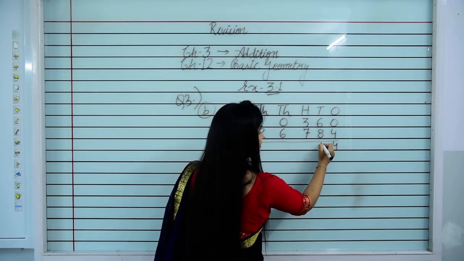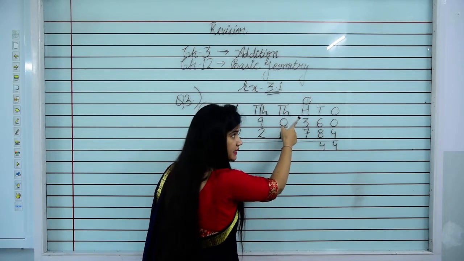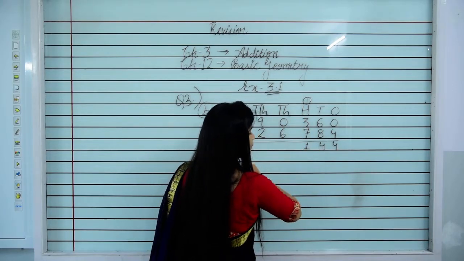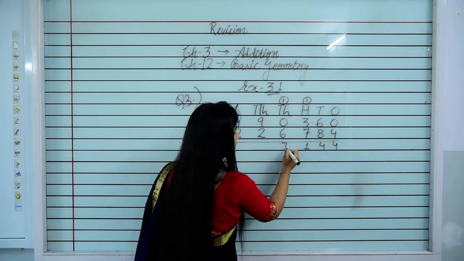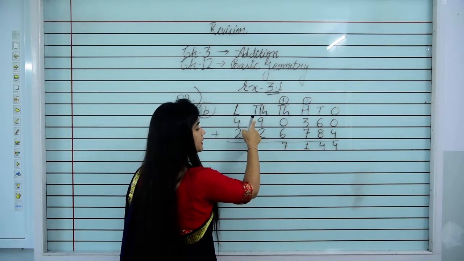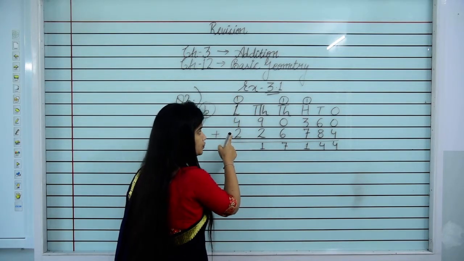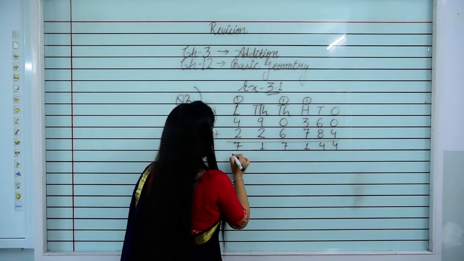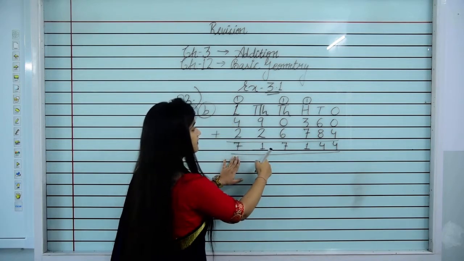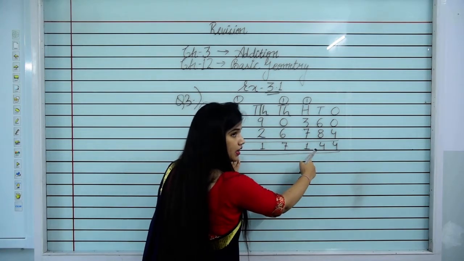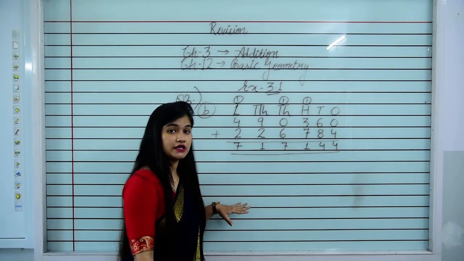8 plus 6 will be 14 and carry over 1. 7 plus 3, 10 plus 1, 11. So we'll write 1 here and carry over 1. 6 plus 1, 7. 9 plus 2, 11, 1, carry over 1, and 4 plus 2, 6 plus 1, 7. And the answer is 7,17,144, and we have to give the answer in number names.